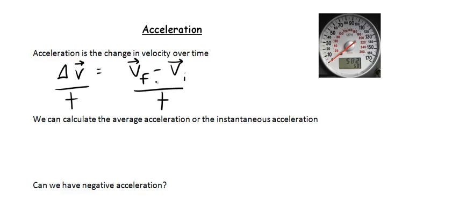So if the velocity is changing, we have acceleration. And we can talk about the average acceleration or the instantaneous acceleration. So the average acceleration, we can write it like this: A for acceleration, AV for average. And because it's the change in velocity over time, acceleration is a vector, just like velocity.